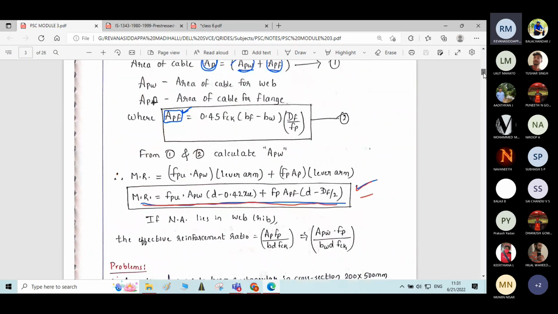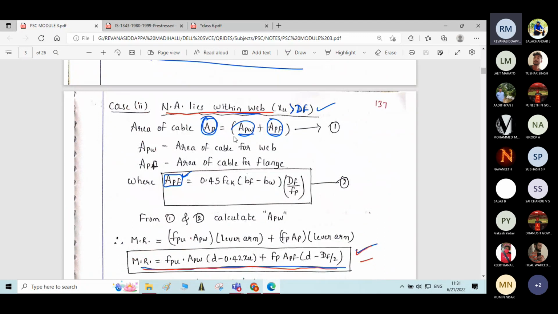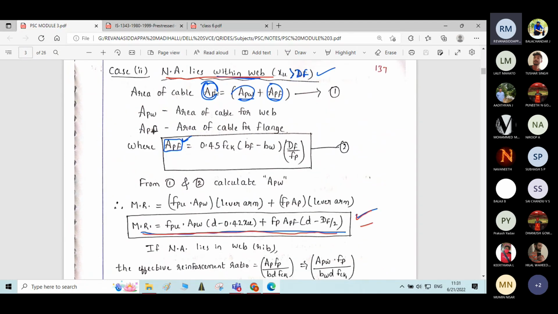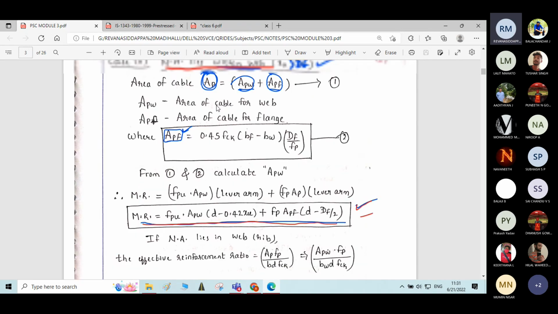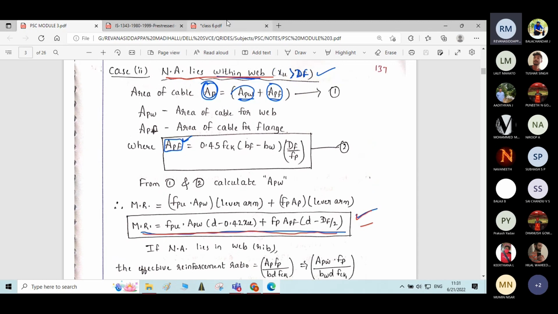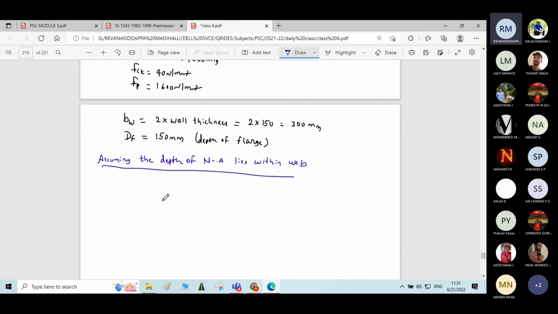Let me go to the theory part. This is the procedure we have to use. First, we have to find APF, then APW. Then we have to find XU by D. Then you need to check whether the depth of neutral axis lies in the web or not. First, we will find APF and APW. Total AP, total area of pre-stressing steel is given. So we know that.